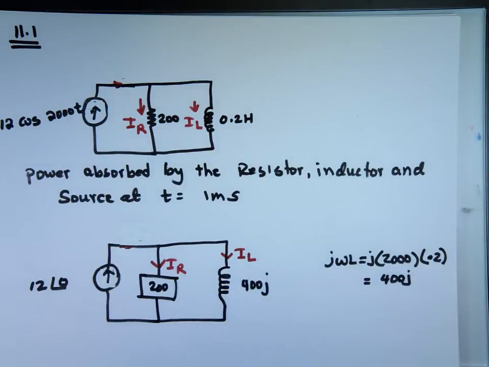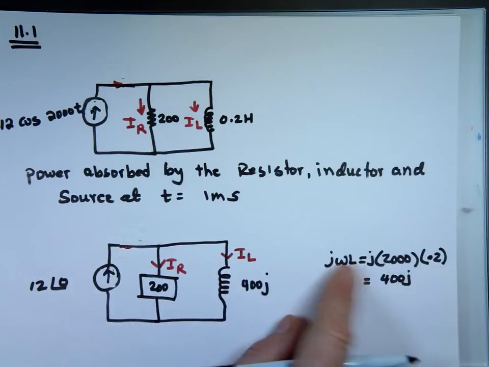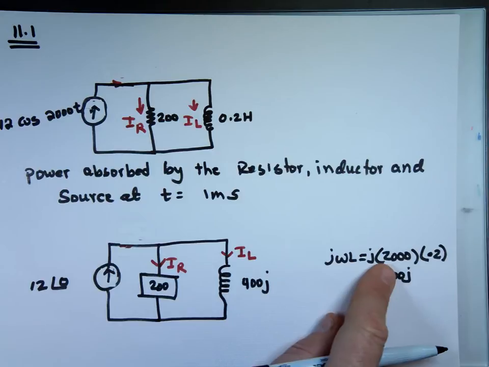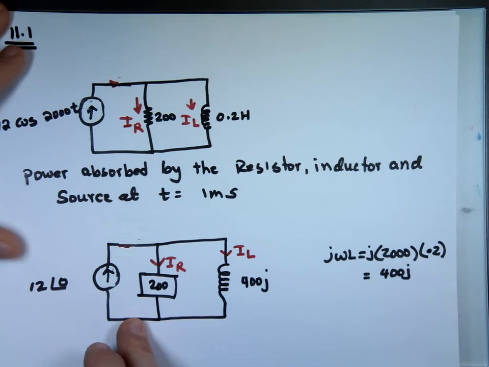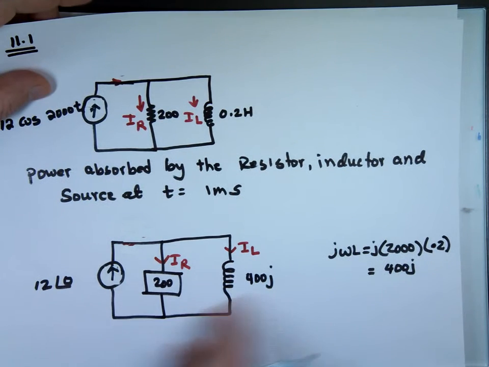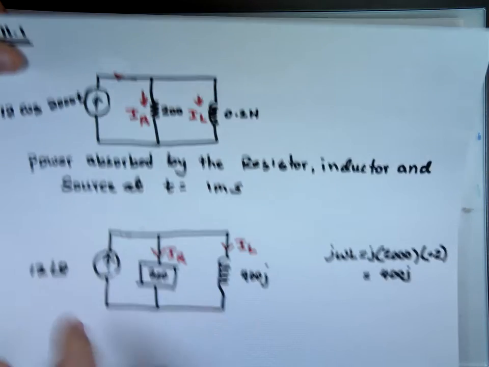Okay, let me find the current going through each one of them. So I'm switching everything to phasor. This is 200, this is j omega L: 2000 times 0.2, that's 400 J. Now I can do current division to get I sub R and I sub L. And if I know either one of them, I can find the voltage across. I'm ready to go.